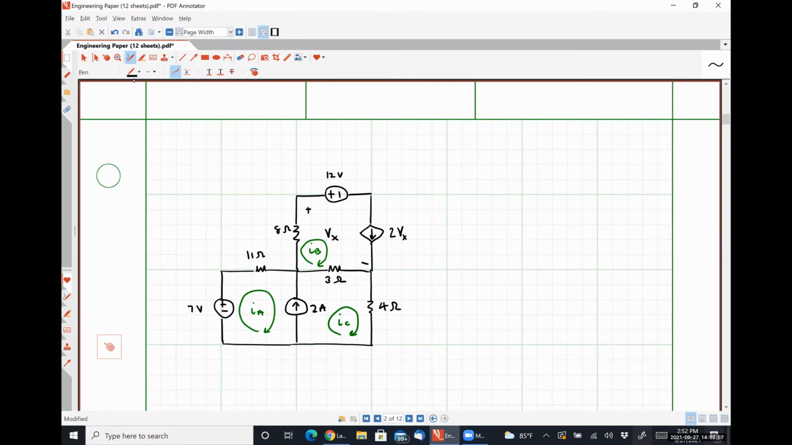Because we have a dependent source that has a controlling variable Vx, I would argue that we need to determine what that controlling variable Vx is in terms of our mesh currents. Anybody have any thoughts on how we might approach this? Yeah, if we're trying to express it in terms of the mesh currents, so utilizing IB, IC, IA, and all that kind of stuff is absolutely fair game.